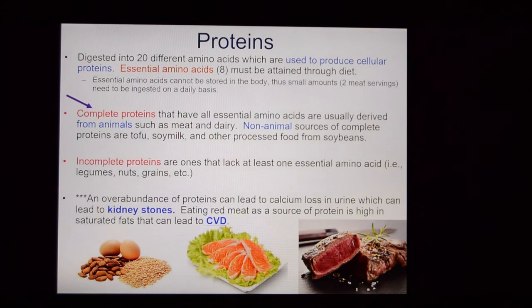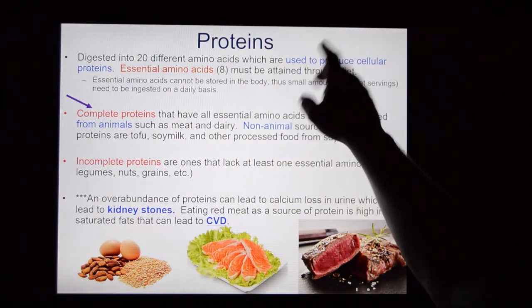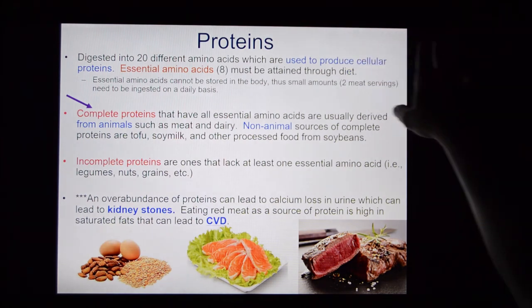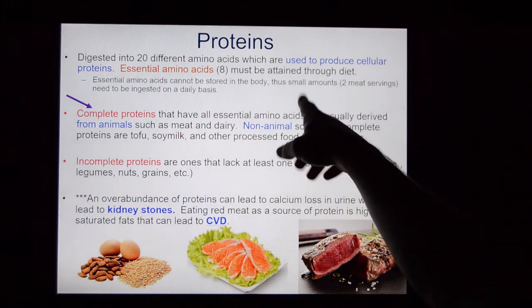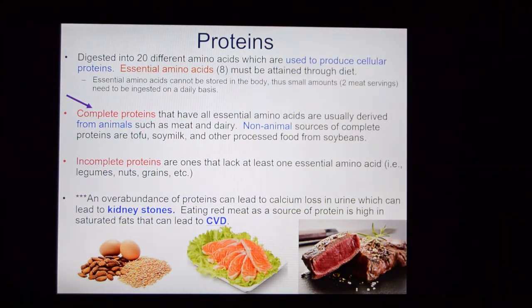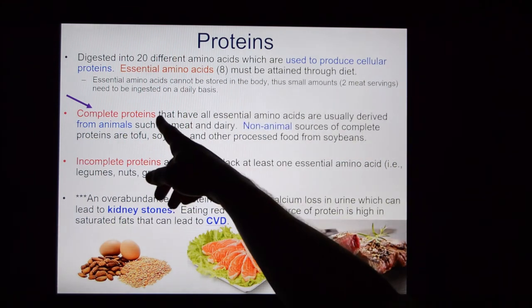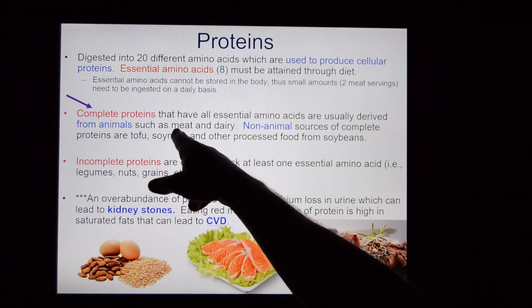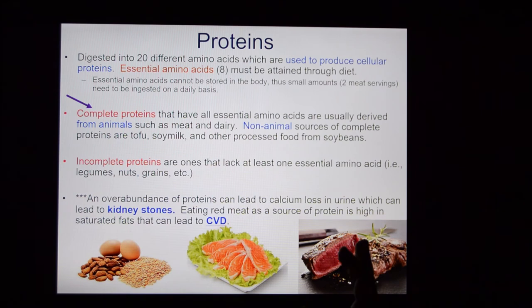Well, there we go. Proteins break down into about 20 different amino acids. We use these for all sorts of cellular procedures as well as the formation of general proteins. 8 of these are considered essential amino acids, and those are the ones we can't make. We have to get them from our diet. There we go, that's better. Any food source that's considered a complete protein source will have all the amino acids.